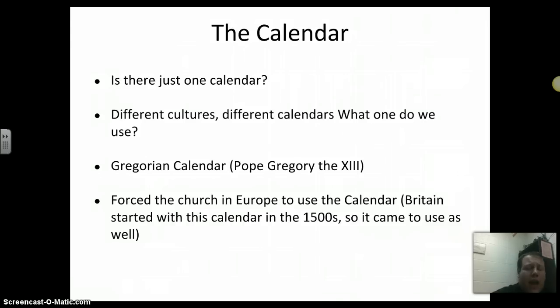The Romans had their own calendar created by Julius Caesar. If you're Jewish, there's a Jewish calendar. There's an Islamic calendar. All these different cultures have a calendar. Now, the one we use is called the Gregorian calendar.